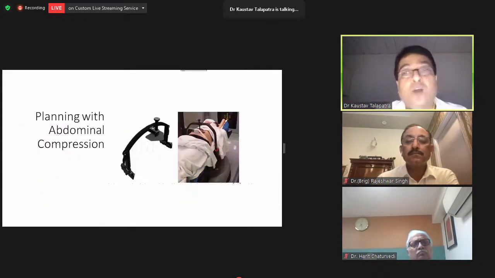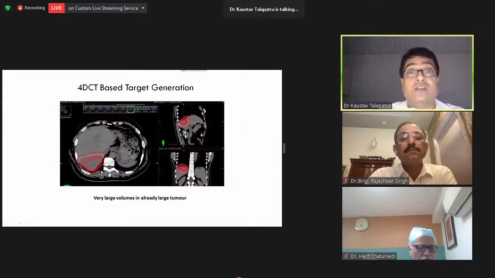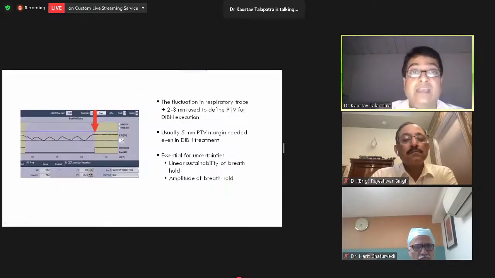This is how an abdominal compression plate looks like for the radiation oncologist. We have got a compressor-based compression plate and a pneumatic compression plate. The picture of that is not here. This is how a 4D CT target looks like. You are drawing in various phases. This is a large HCC, and if you contour in various phases, you will have to eventually generate an internal target volume, which will be larger than your static images.